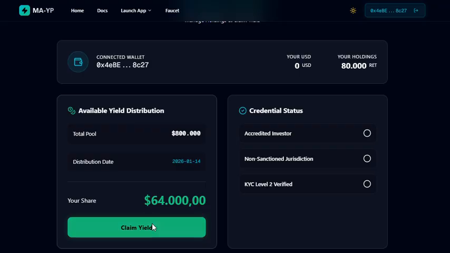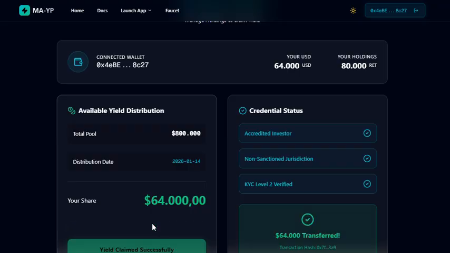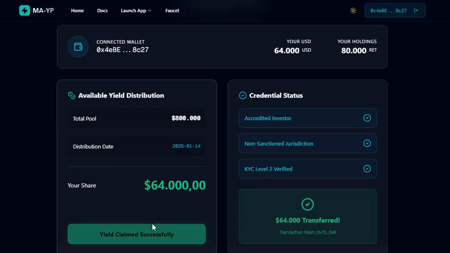Behind the scenes, two things happen simultaneously. First, Merkle proof generation. VIEL computes a Merkle proof for this investor's address. This proof shows my address is in the Merkle tree. My balance, 80,000 RET, is correct. My share is 8% of $800,000 equals $64,000.